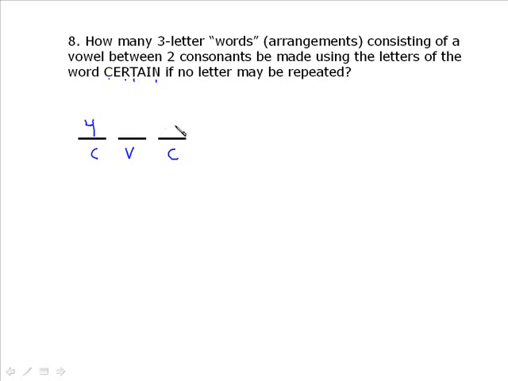Because you're multiplying, it really doesn't matter which order you do these ones. You can jump around because it doesn't affect the order of operations. We have 3 consonants left because no letter may be repeated. So when we put C in the first position, then we cannot put C in the last position. And then for vowels, we have 1, 2, 3 vowels. So now we multiply according to the fundamental counting principle, and we get 36 different words.